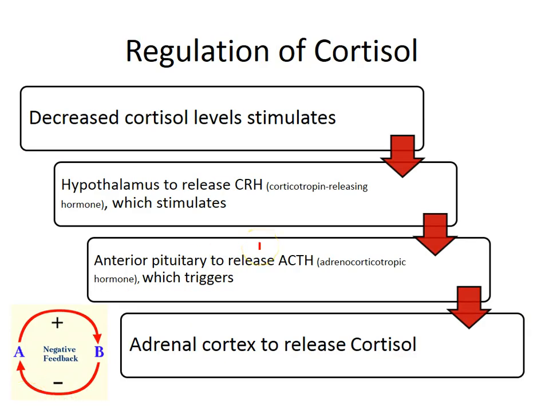So the regulation of cortisol, if you think about it through steps: when there are decreased cortisol levels, it will stimulate the hypothalamus to release corticotropin releasing hormone, or CRH, which then stimulates the anterior pituitary to release ACTH, which then triggers the adrenal cortex to release cortisol. So again, this process is a negative feedback loop.